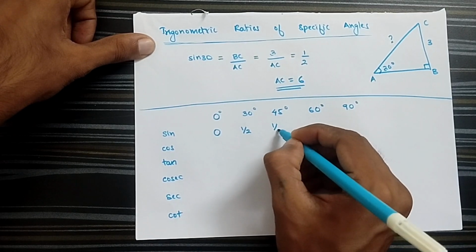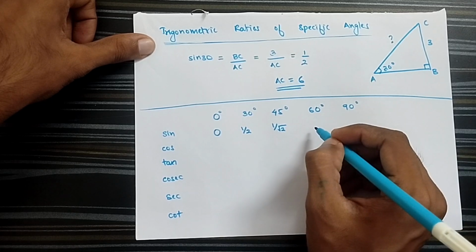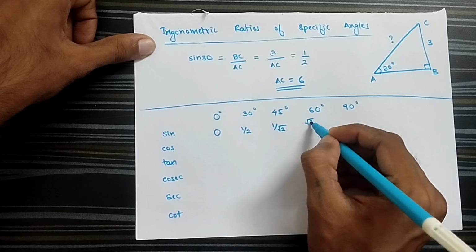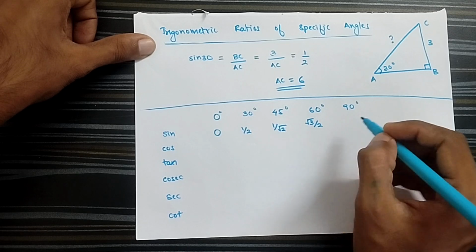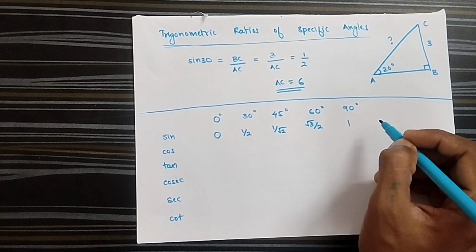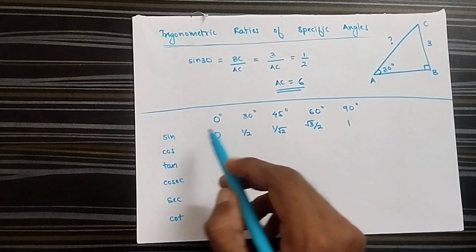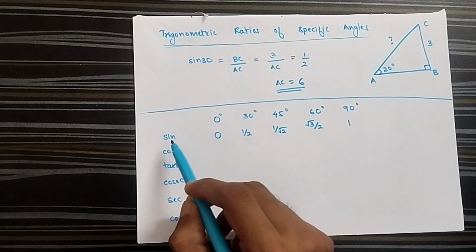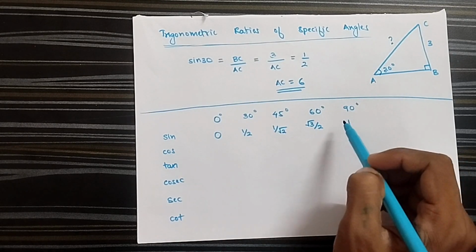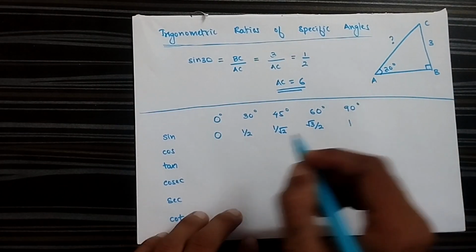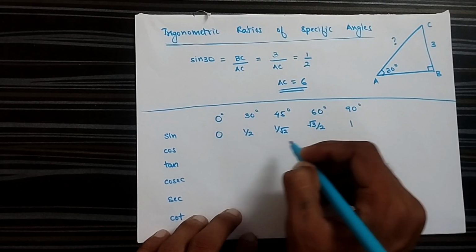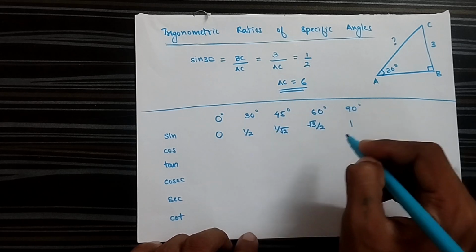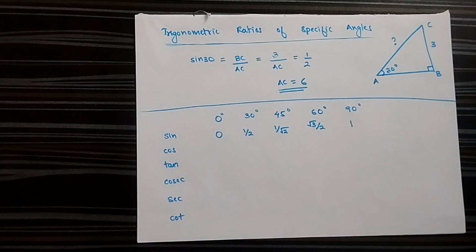Sine 45 is 1 by root 2. Sine 60 is root 3 by 2. Sine 90 is 1. So as the angles keep on increasing, the sine value of those angles also keeps on increasing, as we can see here, because 1 by 2 is 0.5, 1 by root 2 is approximately 0.70, root 3 by 2 is approximately 0.8 something, and the last number is 1. So we can see it's increasing as the angles increase.